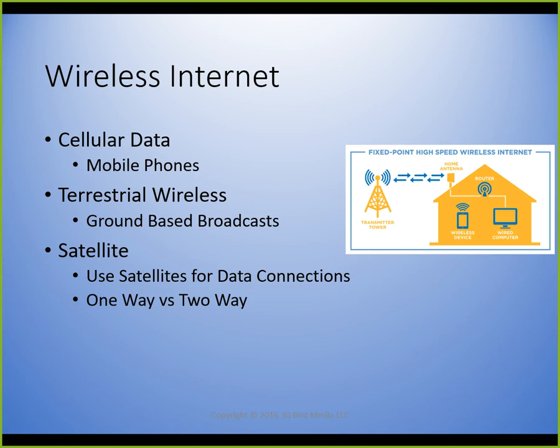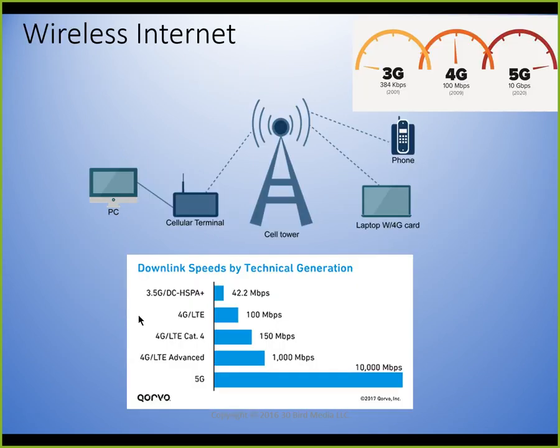Some of the newer ones have two-way satellite in order to do those things. But the wireless internet here, and these are the speeds that we've talked about, 3G, 4G, and 5G. The 5G is going to be really, really fast, and it's being introduced in I think some cities this year.